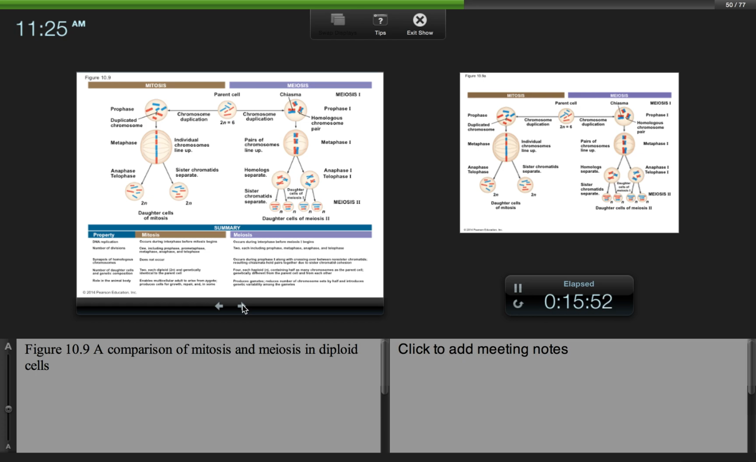So this is a nice side-by-side comparison that you should probably read over.